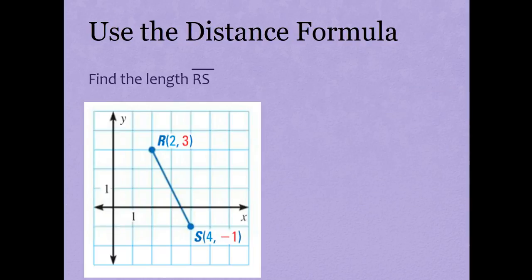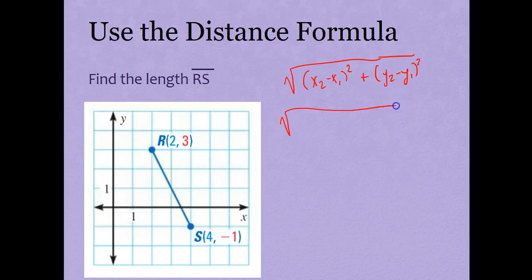Find the length of segment RS. So again, distance formula. Take the x values and subtract them, adding the y values that are also subtracted from each other. So in this case, my x values are 2 and 4, so it doesn't matter what order you add or subtract them in. I'm going to do 4 minus 2. Just always be the same. So then I'm going to do negative 1 minus 3 for my y's. So 4 minus 2 is 2 squared. Negative 1 minus 3 is negative 4 squared.